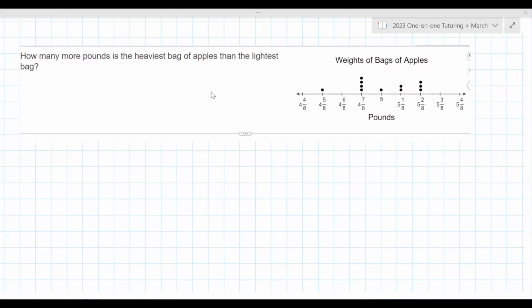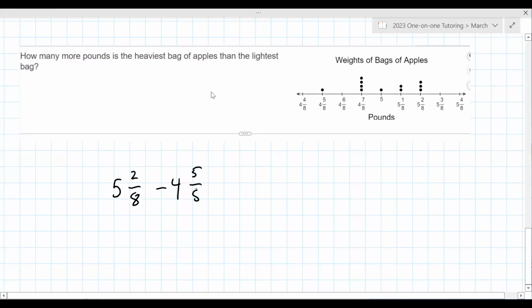Okay, so the largest is 5 and 2/8. Subtract 4 and 5/8. So here's how you do that. You take the 5 and turn it into 4 plus 1 and bring down the 2/8.